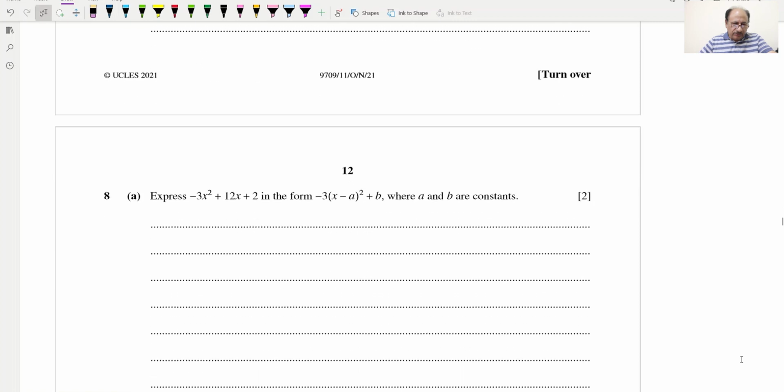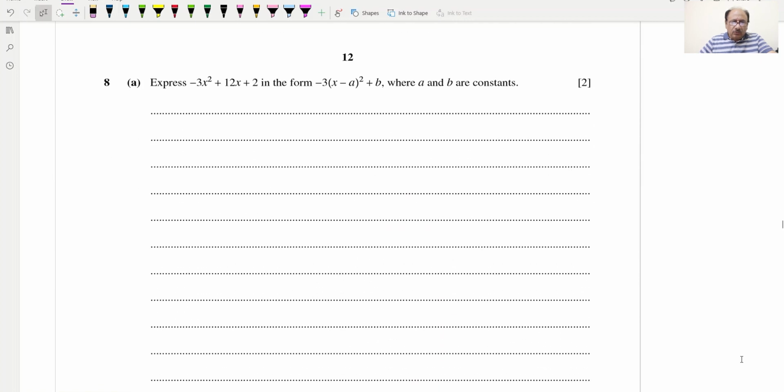Hopefully you understood this. Now question number 8, and question number 8, A part says express this in the form of this, completing the square basically, and it is a 2 marks question.